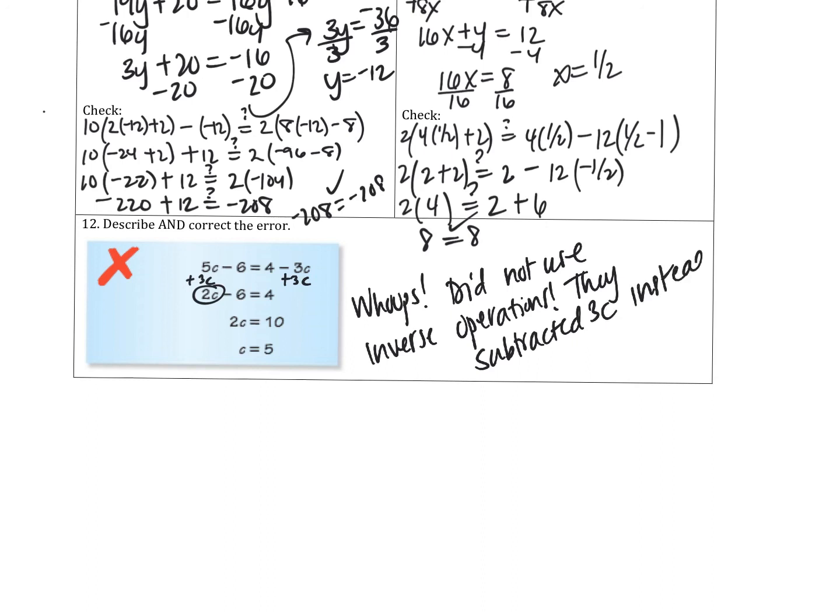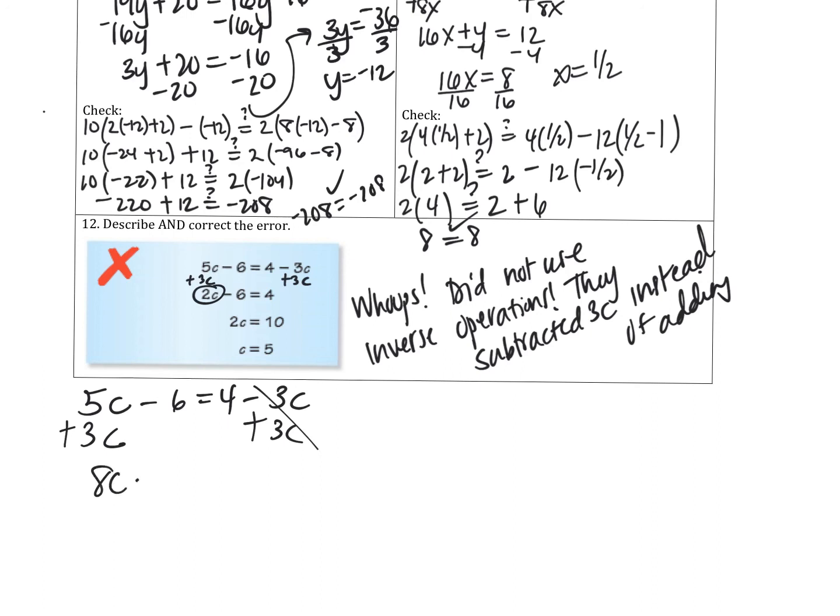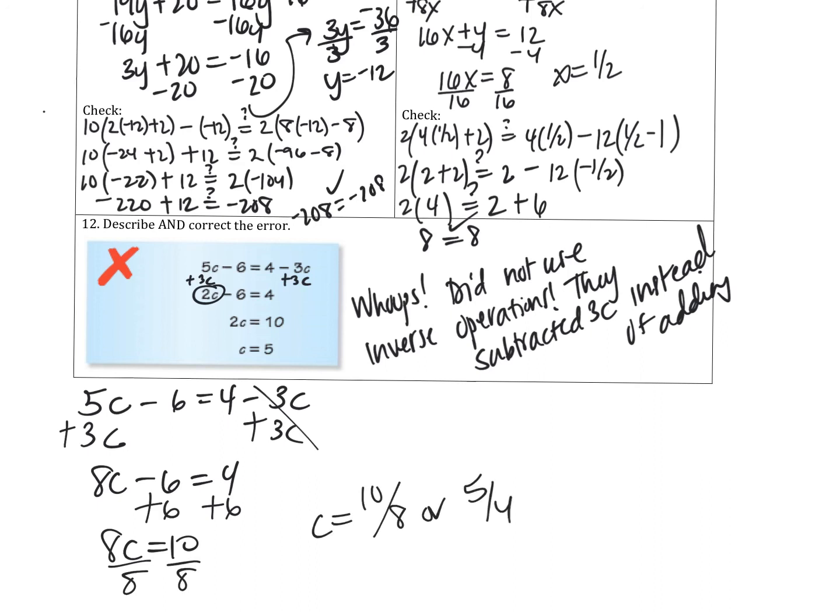instead of adding. So 5c minus 6 equals 4 minus 3c. We should have added 3c to both sides to get all c's together. We would have gone 8c minus 6 equals 4. Added 6 to both sides and gotten 8c equals 10. Divide by 8. We get a fraction. c equals 10 over 8 or 5 over 4.